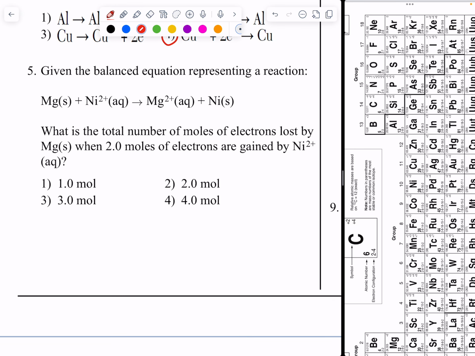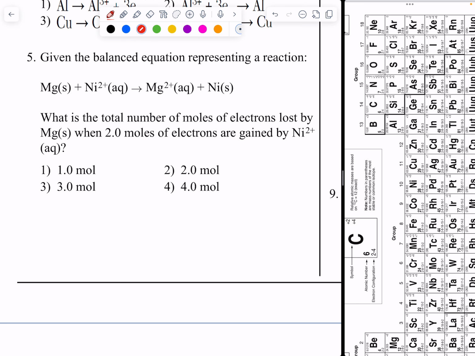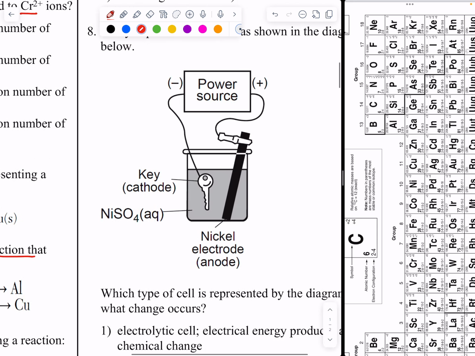Given the balanced equation representing a reaction, what is the total number of moles of electrons lost by Mg when 2 moles are gained by Ni? So this question might be a little bit confusing to you, but really all you have to remember is that in a redox reaction, it's always the same electrons that we're talking about, right? So if 2 moles are lost by the magnesium, then 2 moles must be gained by nickel. That's it.